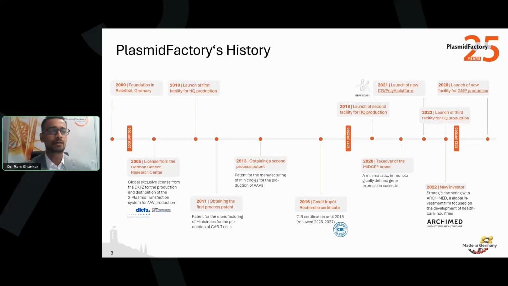And in fact, you can see those important milestones in 2011 and 13 where we achieved patent applications for the production of AAV using minicircles, which we'll be looking at in detail in the further slides, and also application of minicircles for CAR-T cell production, which has seen tremendous success in clinical trials in Germany as well as in other European countries for adoptive immunotherapy.